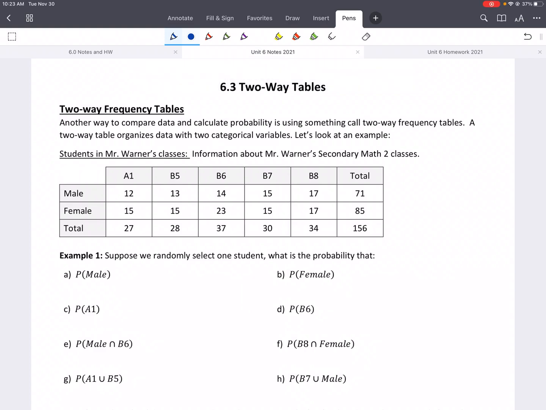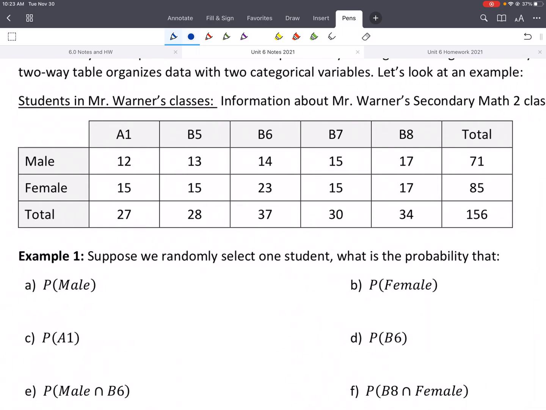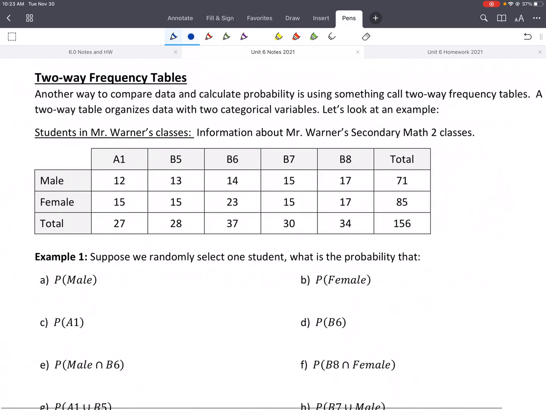All right, welcome everybody. This is 6.3, two-way tables. Two-way tables is another way to compare data when calculating probability. A two-way table organizes data in two categorical variables. For example, in this one we have gender and we have classes. This is information from some of my classes, and from there we can come up with some probabilities.